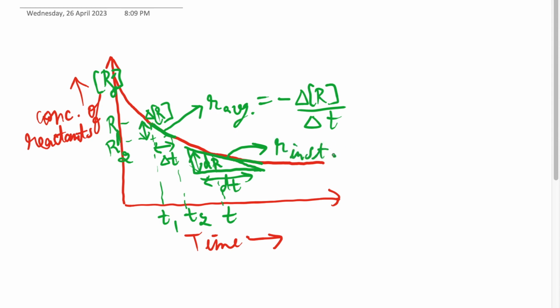R instantaneous. Instantaneous rate is the rate of a chemical reaction at a particular instant of time. R average gives us the rate of reaction over a time interval, and R instantaneous gives us the rate at a particular instant of time. So R instantaneous is given by this slope. Since the concentration of reactant is decreasing over time, it is minus dy by dx, so minus dR by dt. This is the negative of the slope of this graph of concentration of reactants versus time.